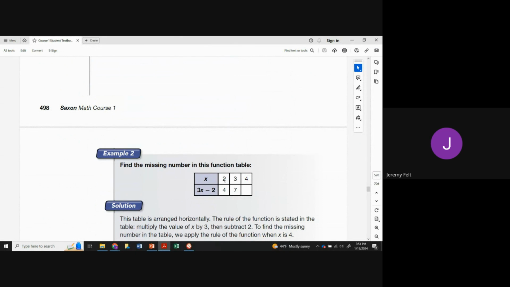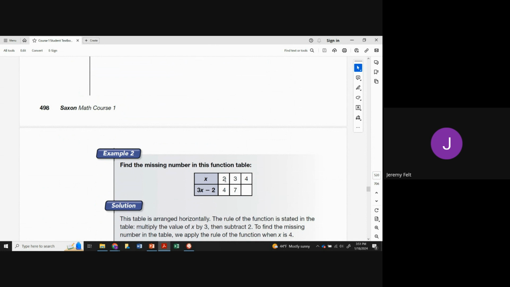Find the missing number here. We have 2 and 4, 3 and 7. Here for X, our input, and then our output, 3X minus 2.